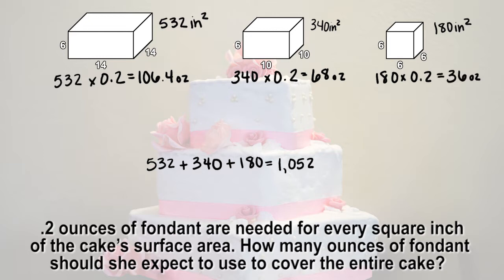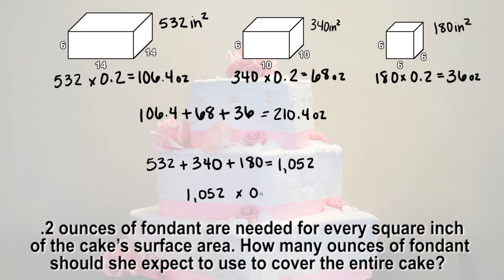Now add the ounces of fondant for each tier together. 106 and 4/10 plus 68 plus 36 equals 210 and 4/10 ounces of fondant needed. Another way to get the total amount of fondant needed would be to add the surface area of each tier together and then multiply the sum by 2/10. 1,052 times 2/10 equals 210 and 4/10 ounces.